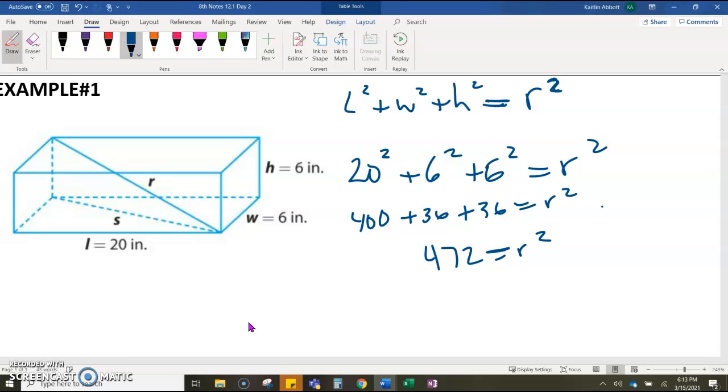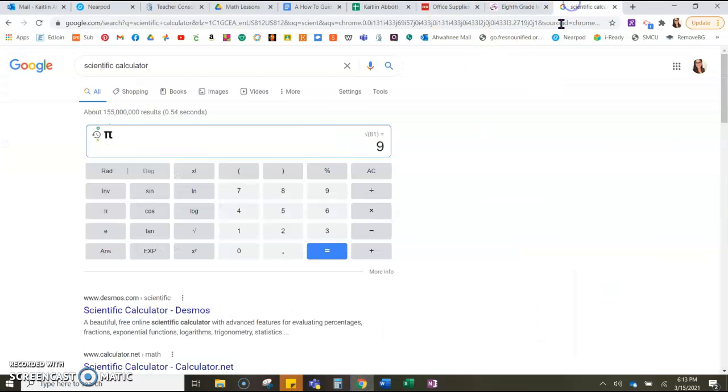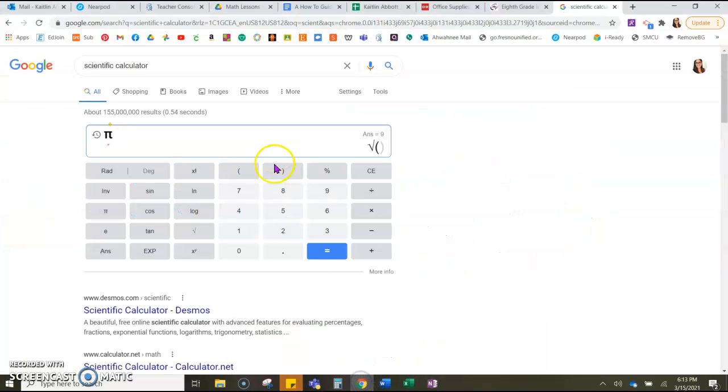Remember, to get rid of that squared, we have to do the opposite of squaring, which is square root. So I'm going to take the square root, that weird check mark division bar thing, on both sides. By doing that, it cancels out the 2. We are left with r. And now we need to find the square root of 472. Remember, you could do this on Google. Type in scientific calculator, and we are going to type this button, looks like a little check mark, square root of 472.